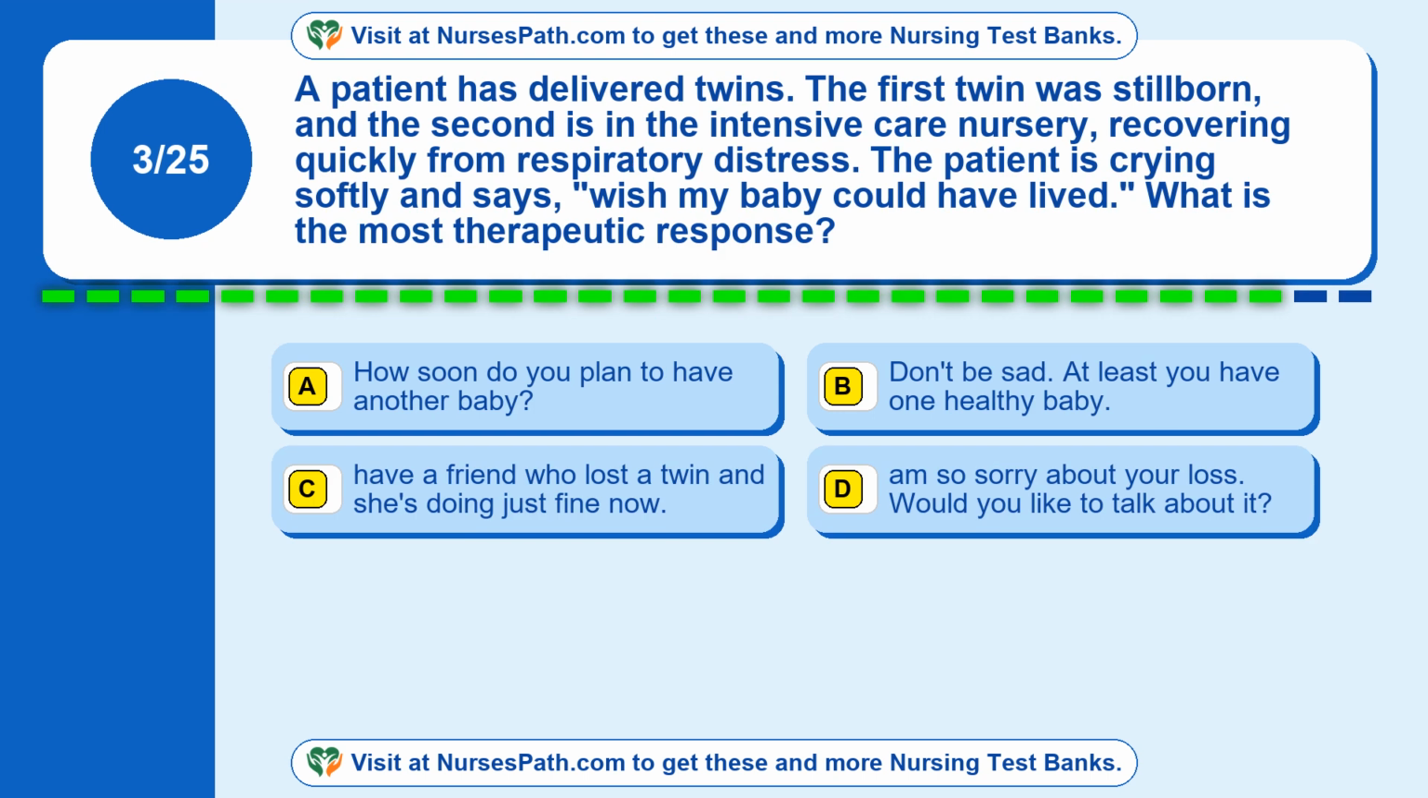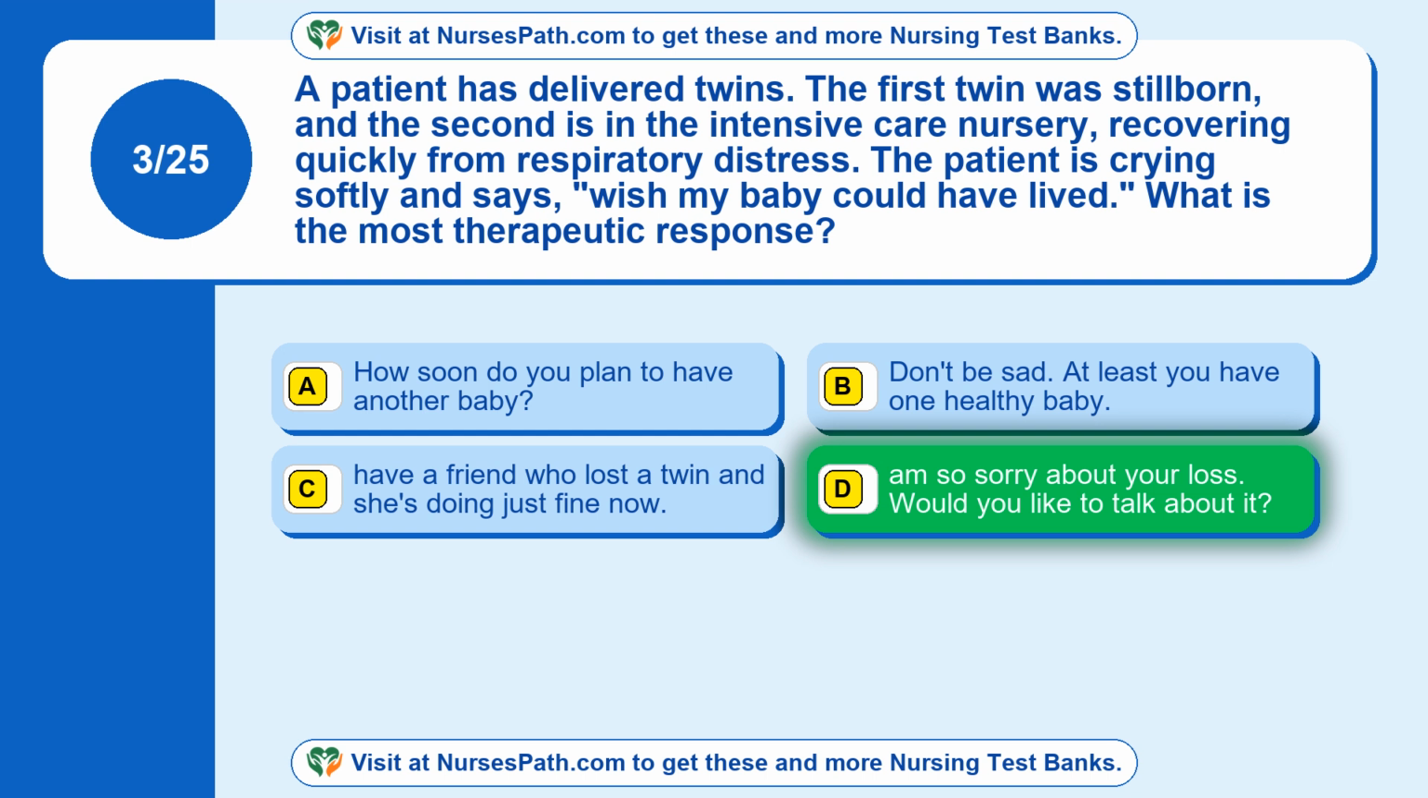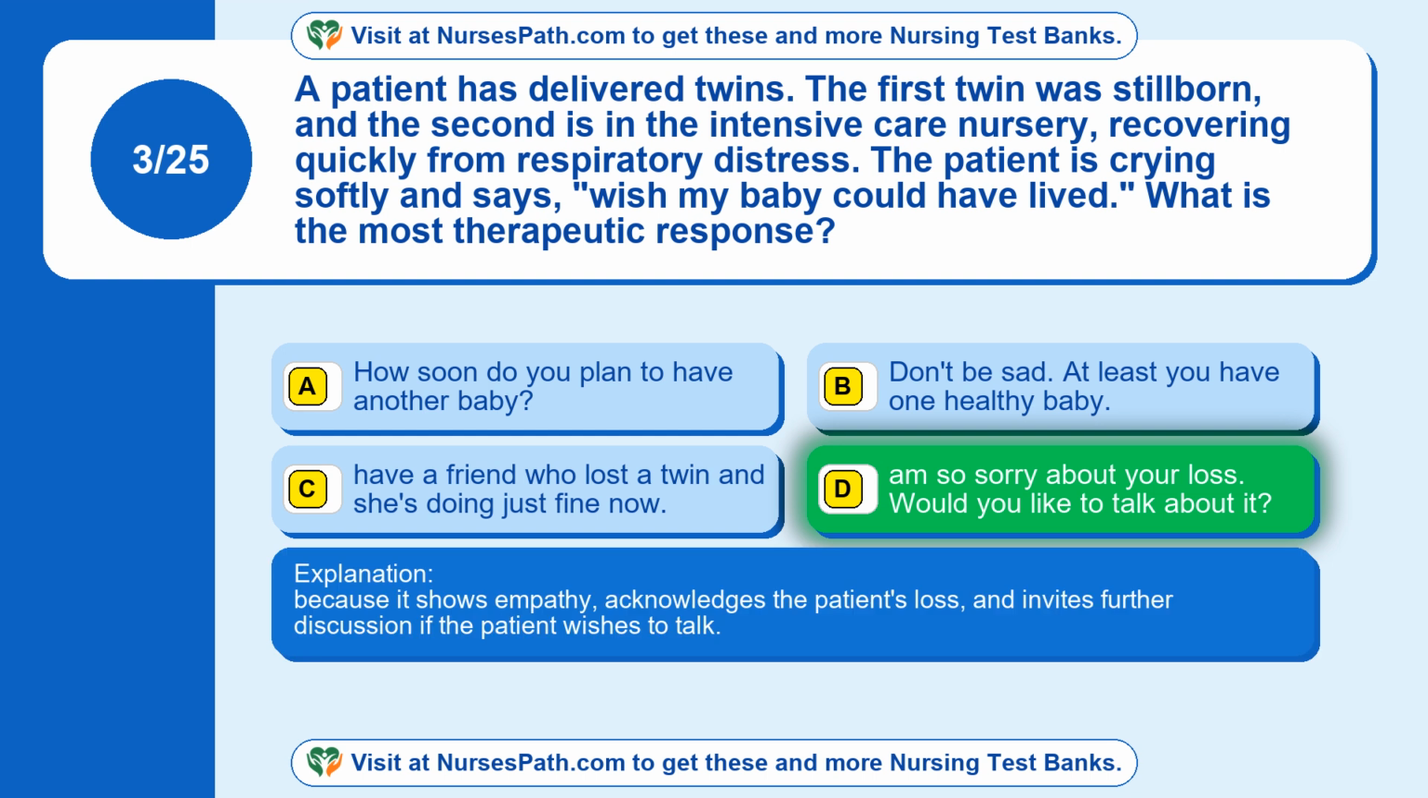Question 3. A patient has delivered twins. The first twin was stillborn, and the second is in the intensive care nursery, recovering quickly from respiratory distress. The patient is crying softly and says, "Wish my baby could have lived." What is the most therapeutic response? Option A. How soon do you plan to have another baby? Option B. Don't be sad. At least you have one healthy baby. Option C. Have a friend who lost a twin and she's doing just fine now. Option D. I'm so sorry about your loss. Would you like to talk about it? The correct answer is option D. I'm so sorry about your loss. Would you like to talk about it? Because it shows empathy, acknowledges the patient's loss, and invites further discussion if the patient wishes to talk.